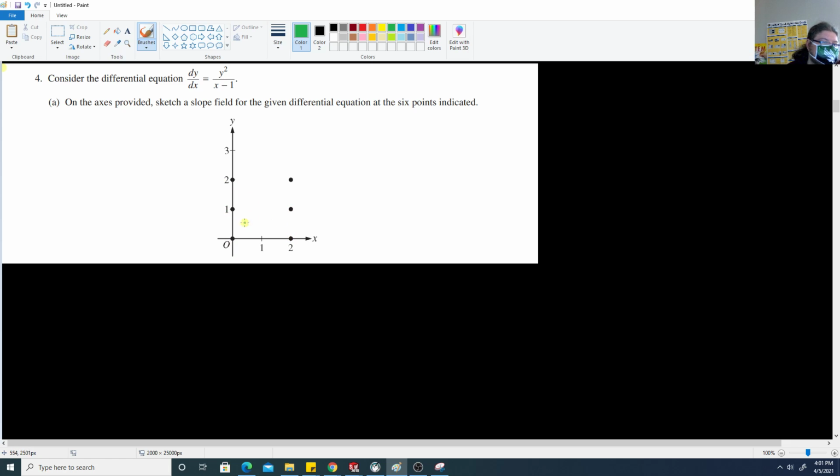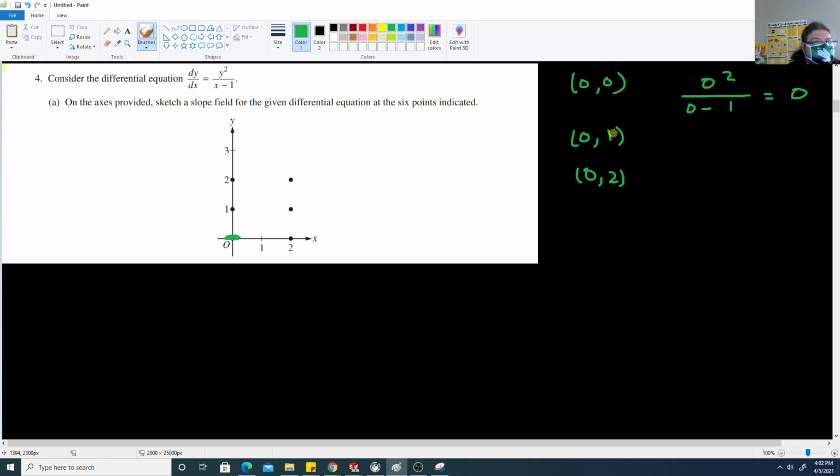Since there's only 6 points and there's not 25, instead of trying to find isoclines, I'm just going to use the points themselves and plug them into the equation. So let's start with 0, 0. If I put 0 in for y, I get 0 squared over 0 minus 1, which is 0. So we would have our first point there is 0. Then I would have 0, 1, and 0, 2.